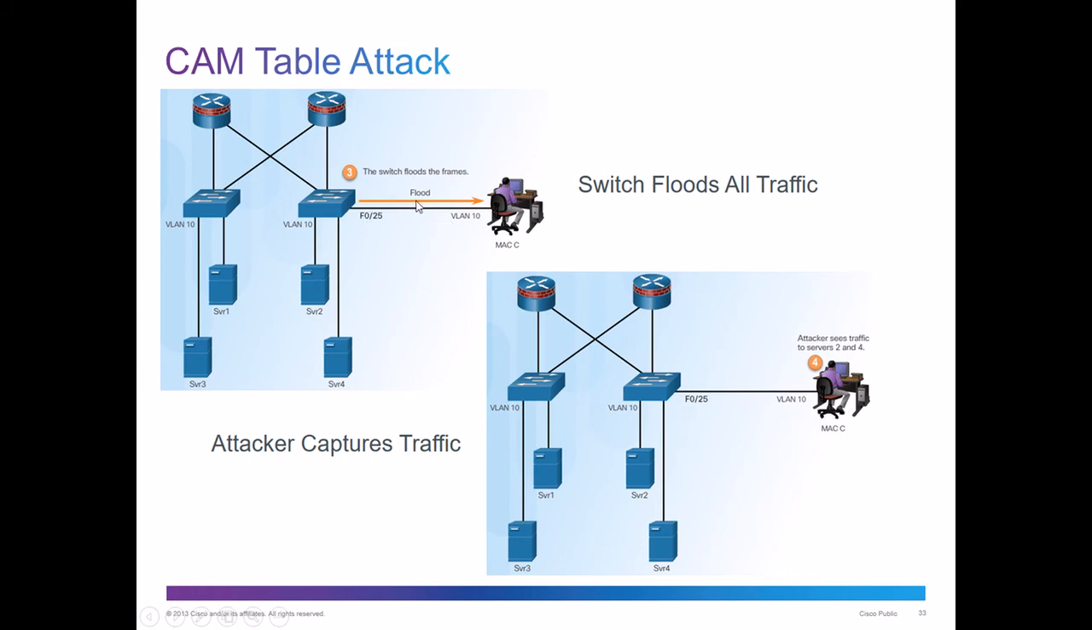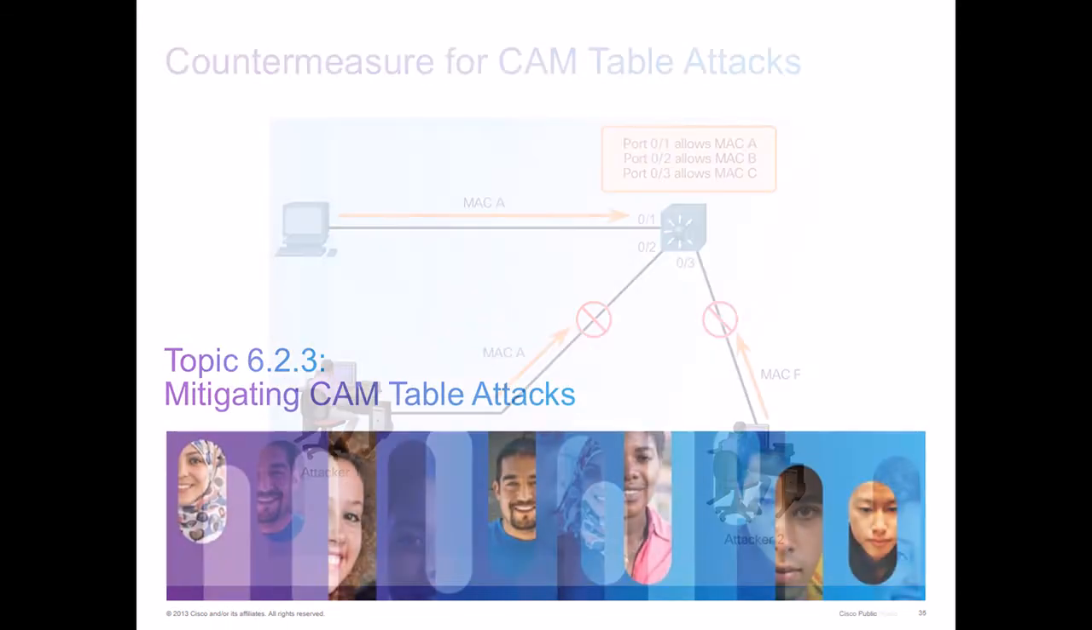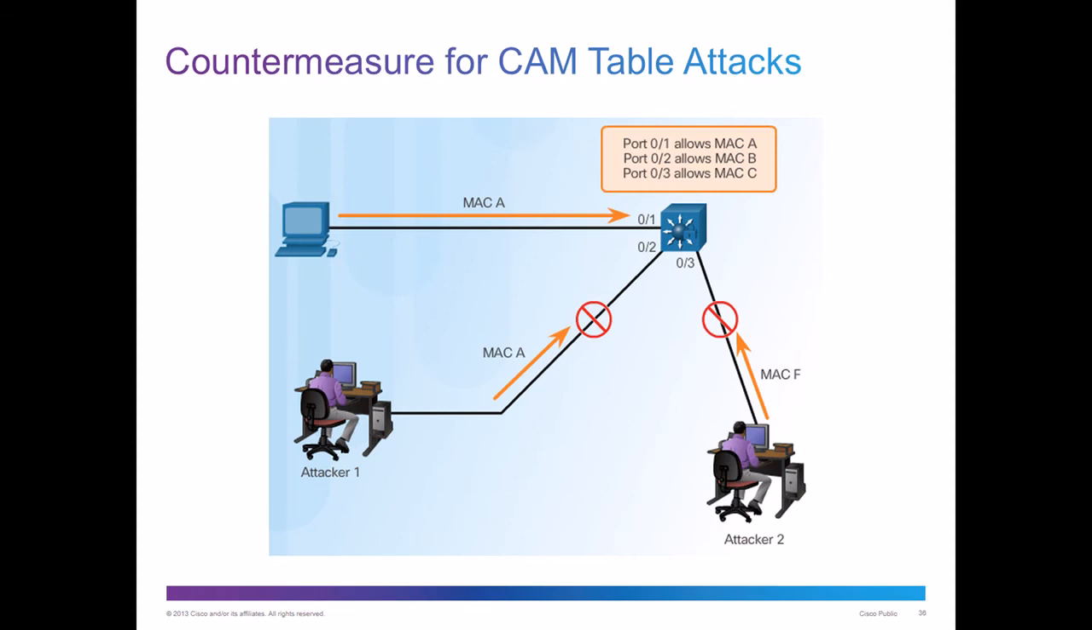Now the switch floods the frames back, and he starts learning all the different MAC addresses of all the devices on the network. Here's the command, by the way: macof -i Ethernet on the interface, and it will start flooding bogus MAC addresses. So how do you mitigate against that?